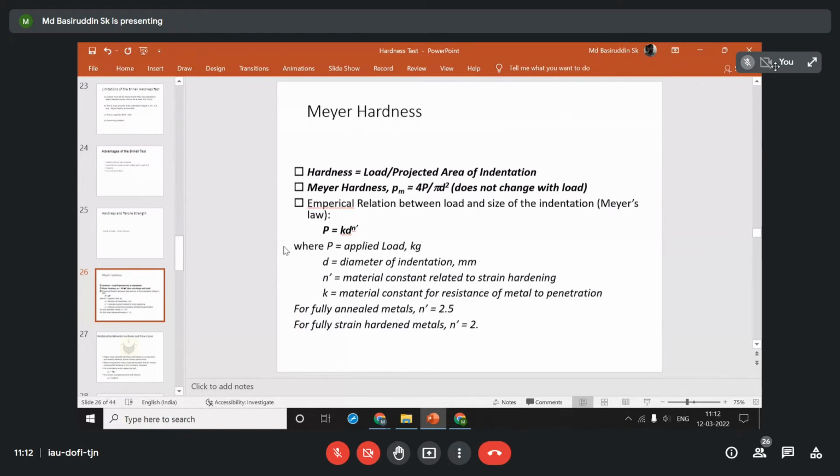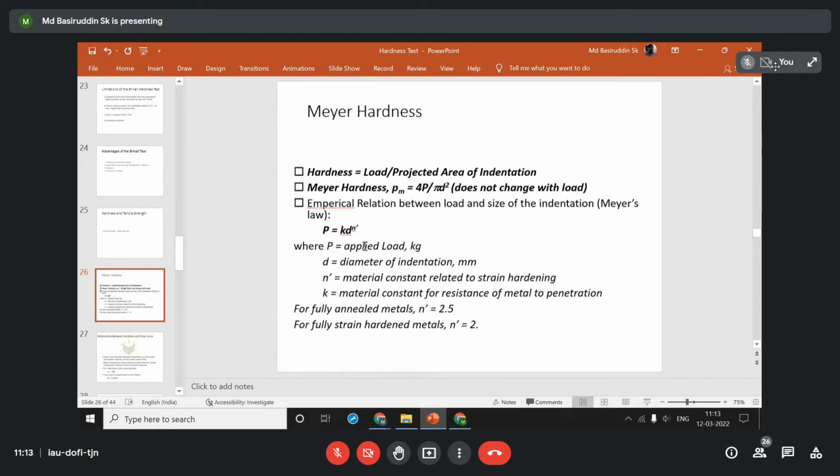of that material for cold worked material. And according to him, if we measure the hardness, then we need to take the projected area, that is pi r squared or pi by 4 d squared.